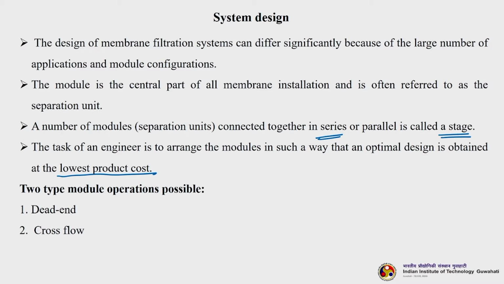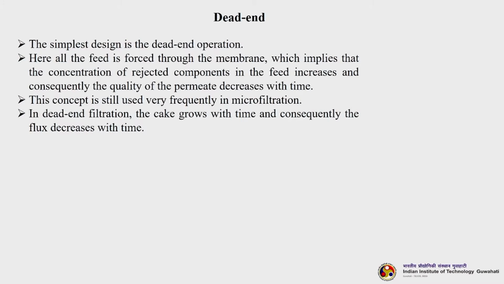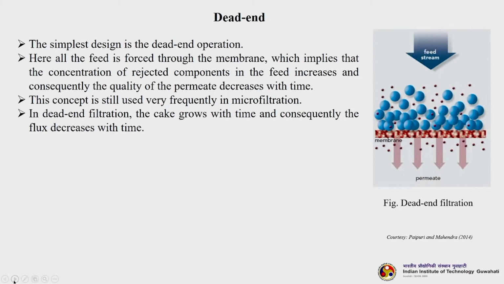There are two different types of microfilter system operation, one is dead end flow, another is cross flow. The simplest design is the dead end operation. Here you can see how it is happening. All the feed is forced through the membrane, which implies that the concentration of the rejected components in the feed increases and consequently the quality of permeate decreases with time. Everything is getting deposited on the surface of the membrane, and the permeate is coming here.